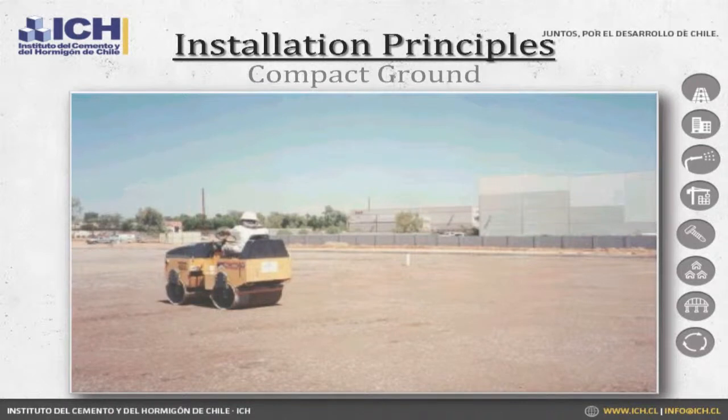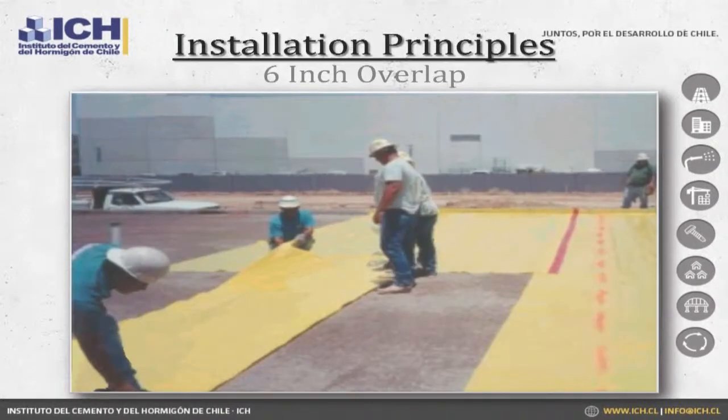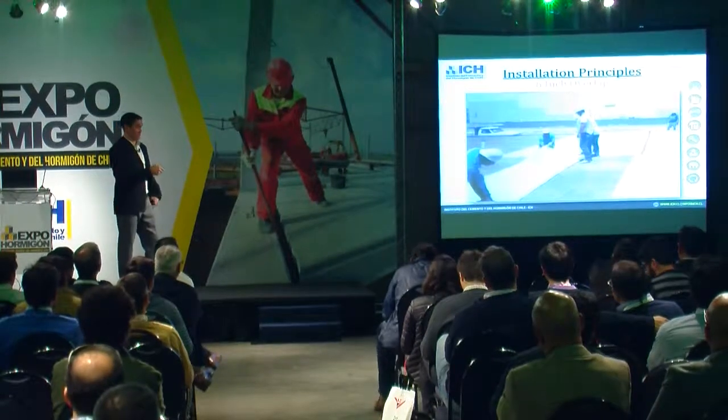Basically, I mean, you might not even need to translate this part. You compact the ground. Unroll the vapor barrier. You want a 6-inch overlap and then tape the seams.